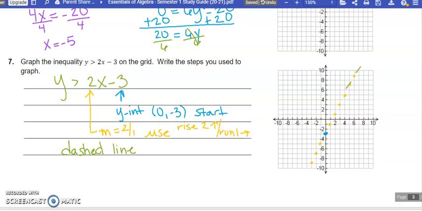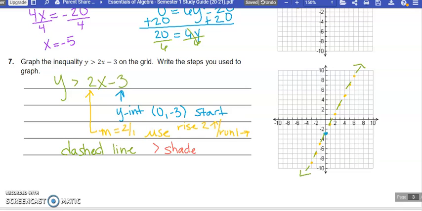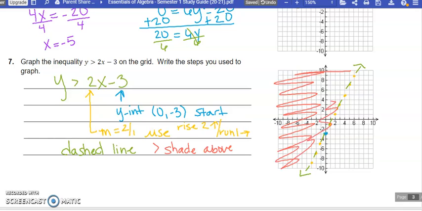So you're going to do something like that, and then put your arrows. And then this greater than symbol means that we're going to shade above. So go to where your y-intercept is, and then you would shade above that. So that means we're shading everything over here. So we just want to show that this is where the solutions would be on this side.